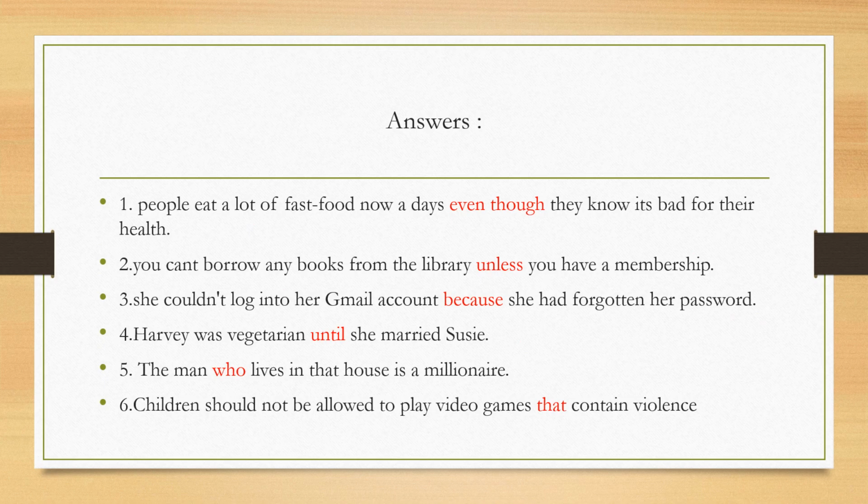Look at the answers. People eat a lot of fast food nowadays even though they know it's bad for their health. Second, you cannot borrow any books from the library unless you have a membership. She couldn't log into her Gmail account because she had forgotten her password. Harvey was a vegetarian until he married Susie. The man who lives in that house is a millionaire. Children should not be allowed to play video games that contain violence.